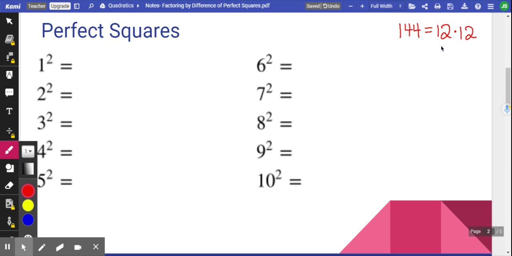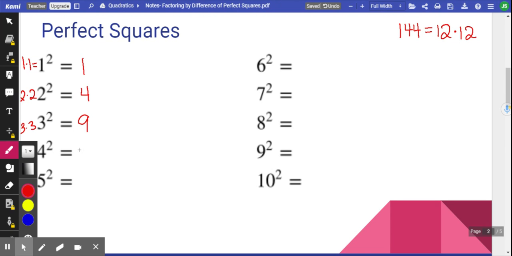So I just made up a quick little chart here with the first 10 perfect squares. When we're dealing with these, I wrote those all as exponents. But 1 squared is the same thing as 1 times 1, which gives us 1. So 1 is a perfect square. 2 squared, or 2 times 2, gives us 4. So 4 is a perfect square. 3 squared, which is the same as 3 times 3, gives us 9.